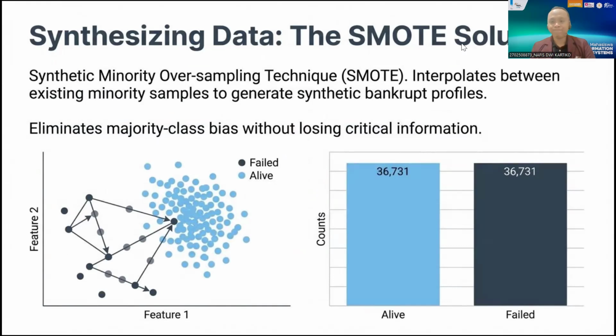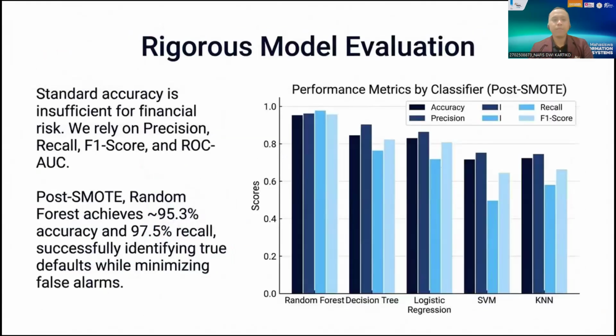This method interpolates between existing minority samples to generate synthetic bankrupt profiles. SMOTE can eliminate majority class bias without losing critical information. So, in the first figure, we can see failed and live firms before SMOTE, and after SMOTE, we can see the total samples between live and failed companies are the same.